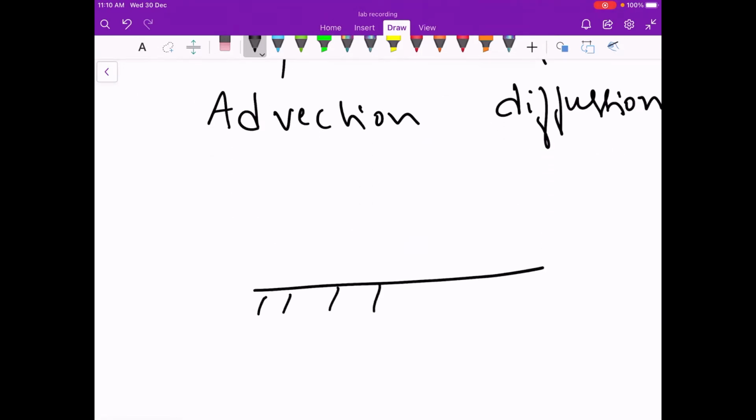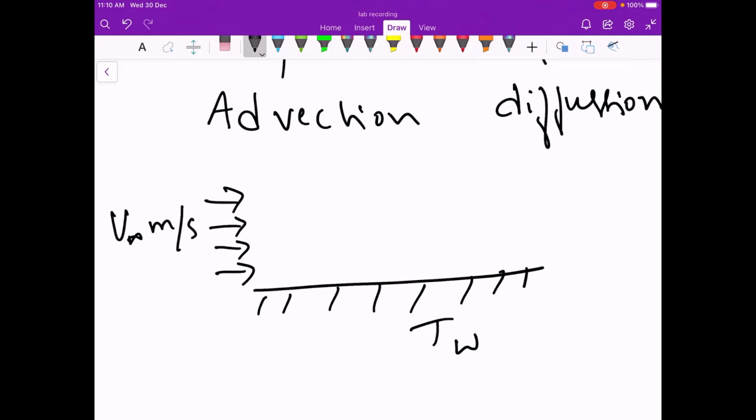Suppose you have a flat plate which is maintained at a wall temperature T wall, and a fluid is flowing over this hot plate at a velocity u infinity meter per second and at the temperature T infinity. Now let us consider that T wall is greater than T infinity. In such cases, you can just see that here the mode of heat transfer is convection.